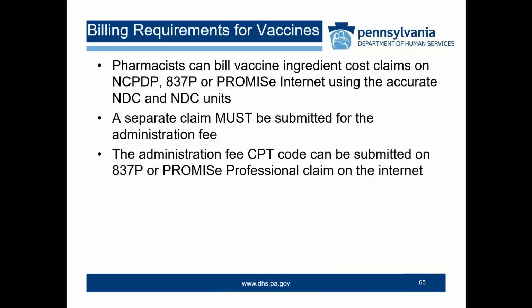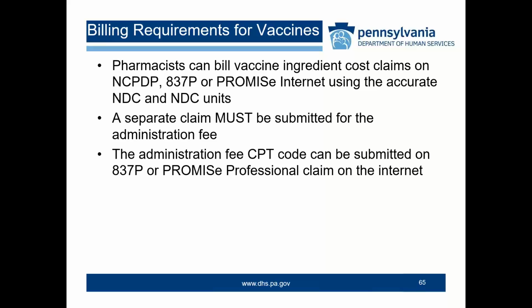Now, with regards to billing for vaccines, pharmacists can bill for the vaccine ingredient cost, or the biological that they've used, and that would be billed using the NCPDP transaction if you're billing electronically. If your software has the capability to submit an 837P, you can submit an 837P, or use the Promise Internet portal. In that case, if you're billing for the biological, you will need the NDC as well as the accurate number of NDC units that you provided.